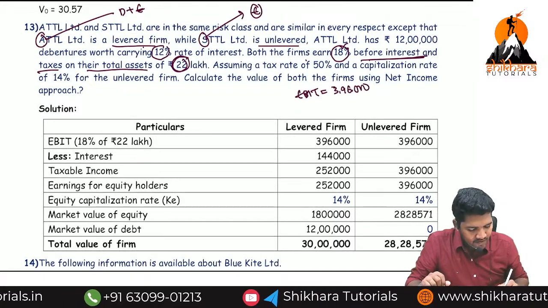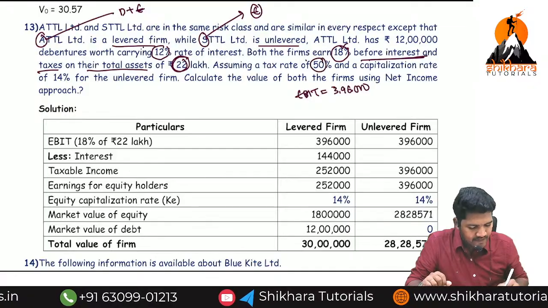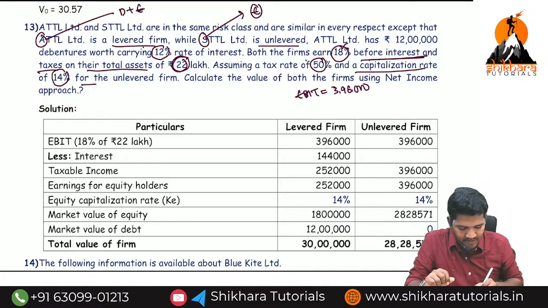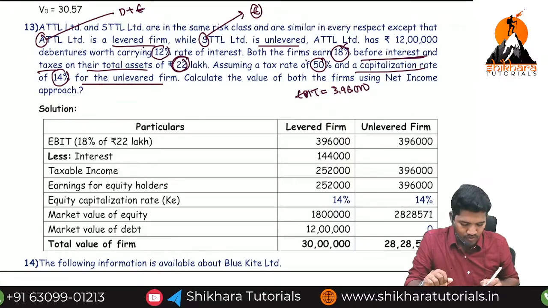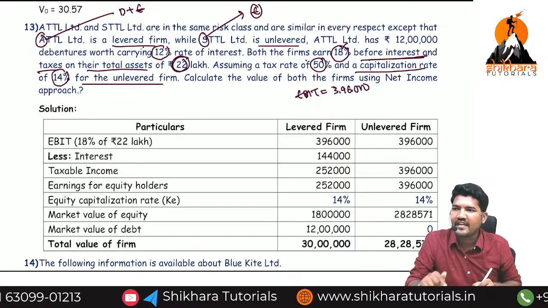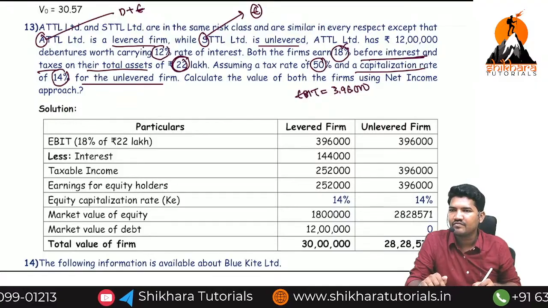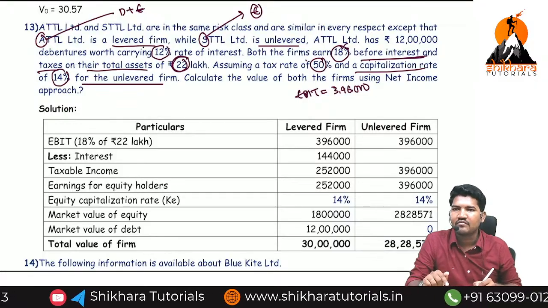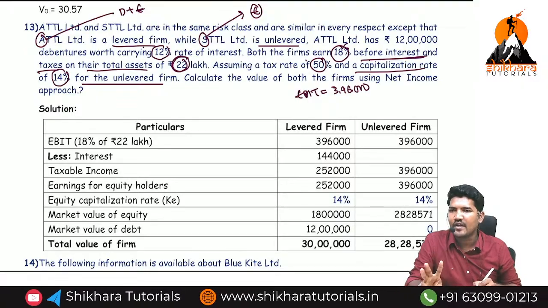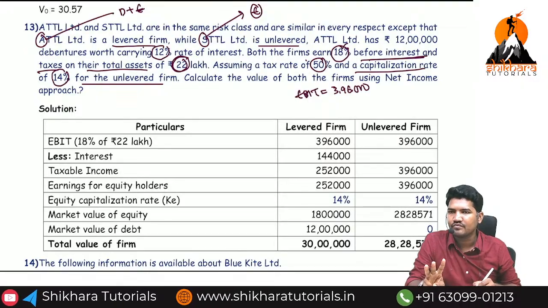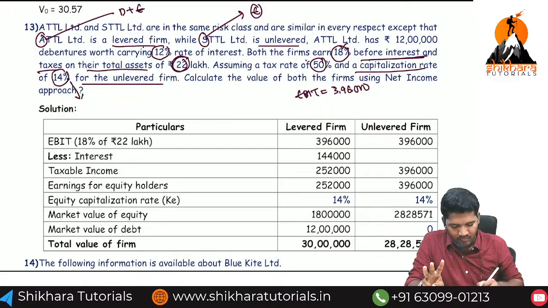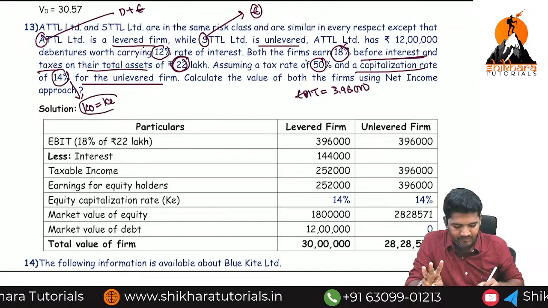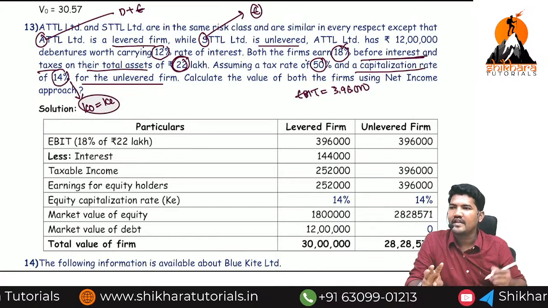Assuming a tax rate of 50% and capitalization rate of 14%. So what is this 14%? KO or KE or KD? Read carefully. KE or KD or KO? KO, that is nothing but KE.